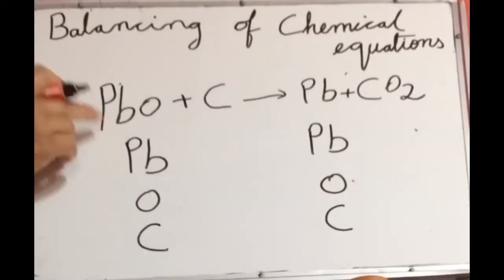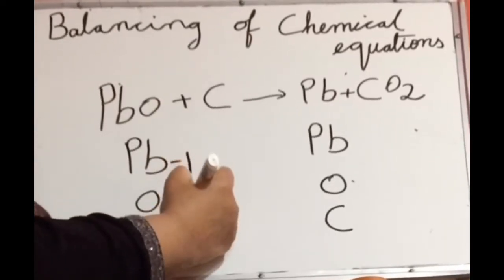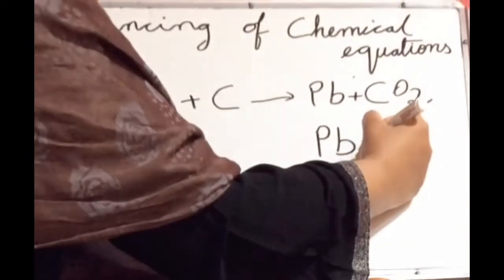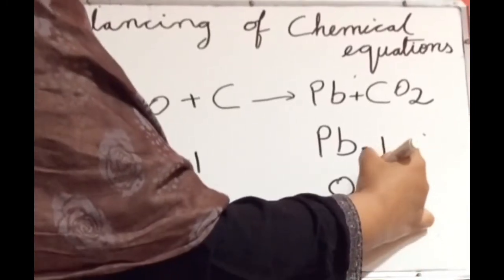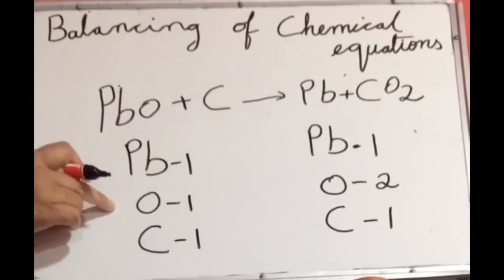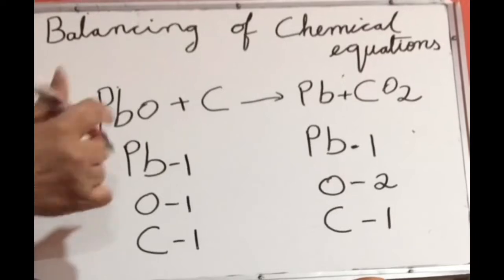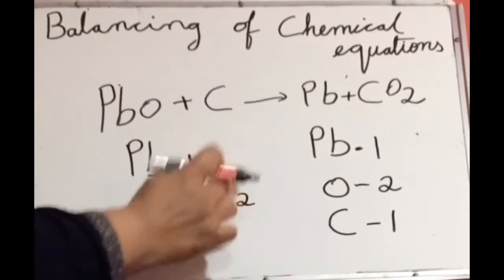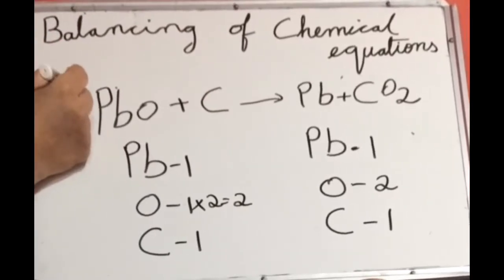Now see how many atoms of lead are here? 1. So I put here 1. Oxygen how much? 1. How many atoms of carbon? 1. What about lead here? 1. Carbon how many atoms? 1. Oxygen how many atoms? 2. So lead is okay, but oxygen: 1 here and 2 here. So I have to change this. How will I change this? I'll multiply this into 2. That is equal to 2. So this oxygen becomes 2 here. Where will I add the oxygen? I will put it on the left hand side.